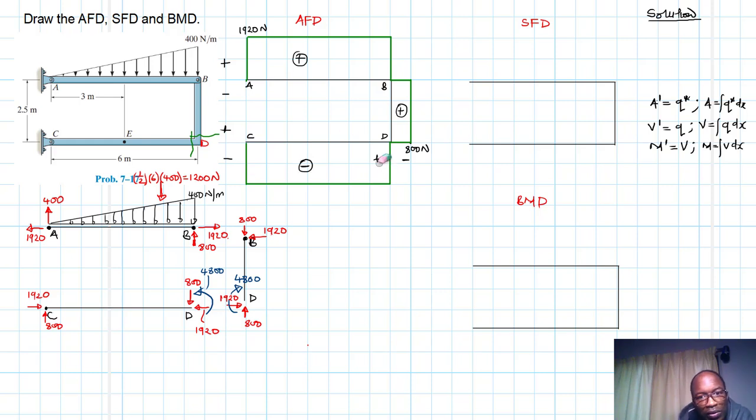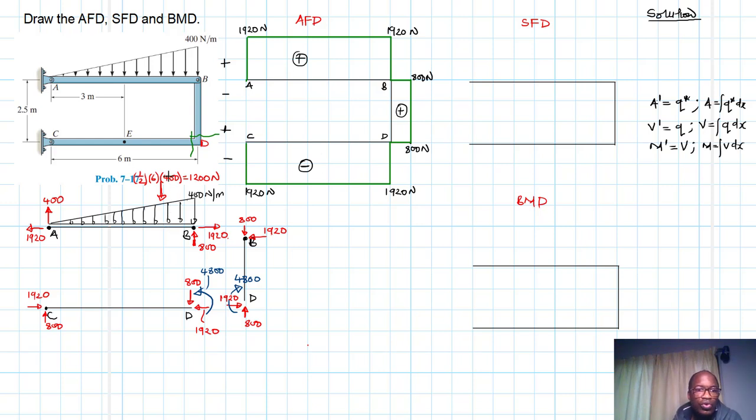Let me wrap this so that I don't confuse us. All right, that is negative. So we have drawn this diagram, the axial force diagram. Let me put these magnitudes here. This is 1920 newtons, and this is 1920 newtons. Just like this one is 1920 newtons, but in tension, this one is 800. Great. So we've done this, we've drawn this.